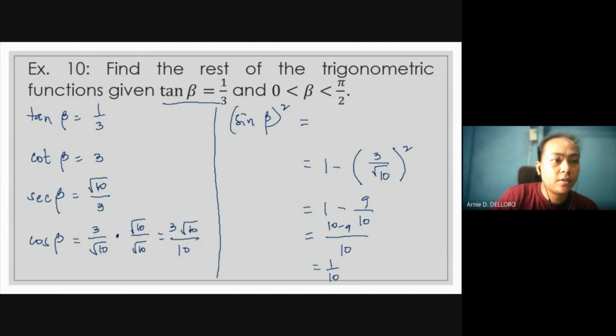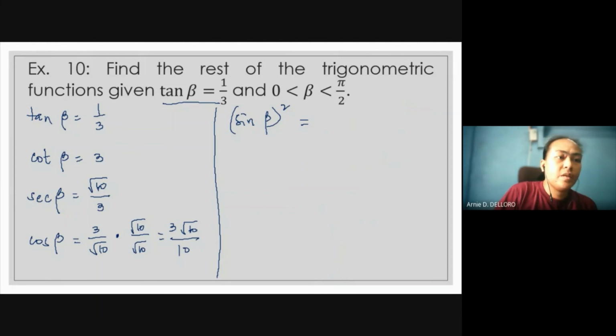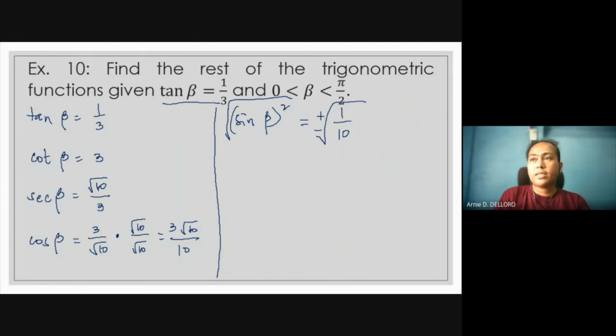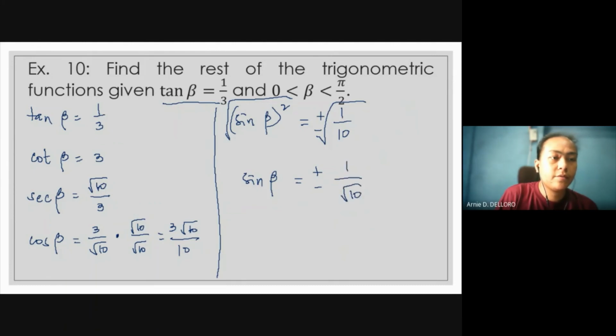equation. Tanggalin ko na. Sabi natin, the value of the right side is 1 over 10. Okay? So, getting the square root of both sides, magkakaroon to ng dalawang possible answer, which is the positive and negative value. So, we have sine beta is equal to positive, negative, ang 1 merong square root, so square root of 10.